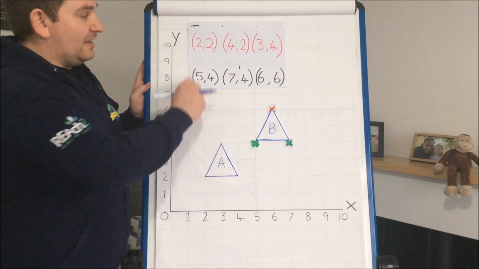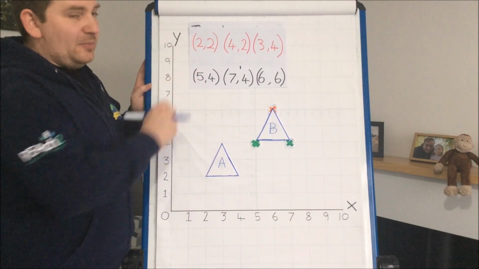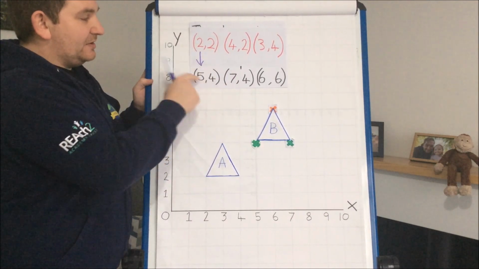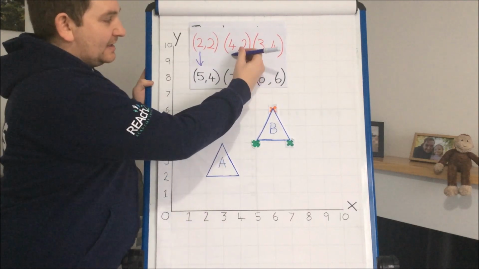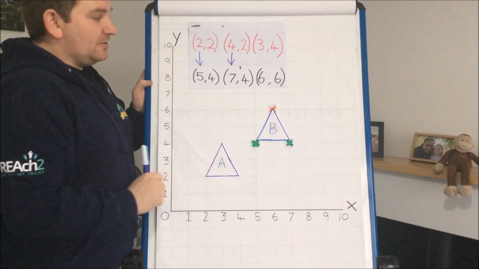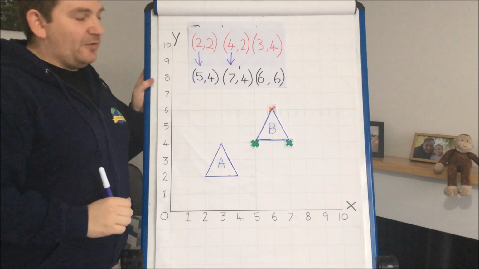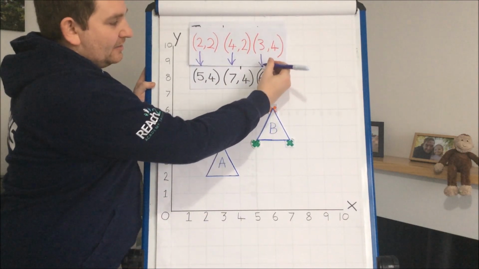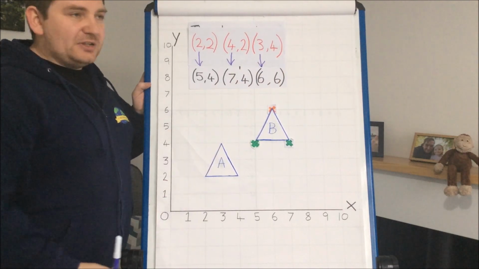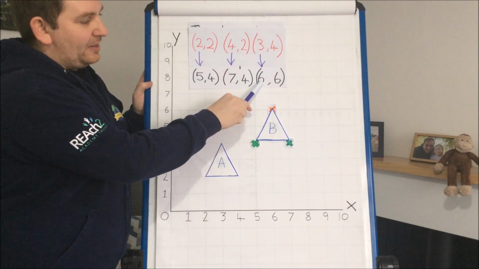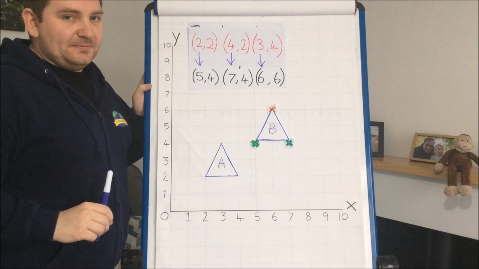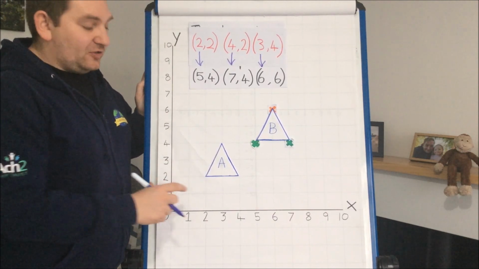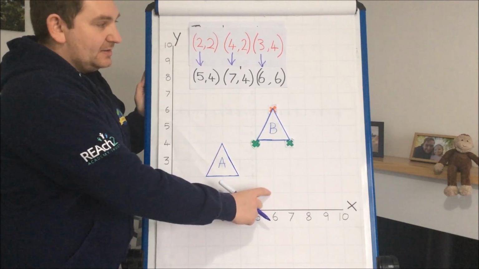I can see that the x-axis has gone up by 3. It has increased by 3 from 2 to 5. The x-axis on the next coordinate has also increased by 3 from 4 to 7. And our x-axis on the final coordinate again has increased by 3 from 3 to 6. That tells me that the shape has translated 3 to the right.